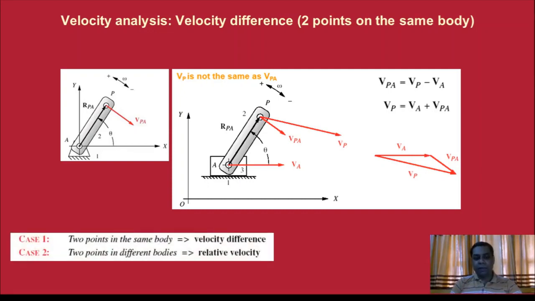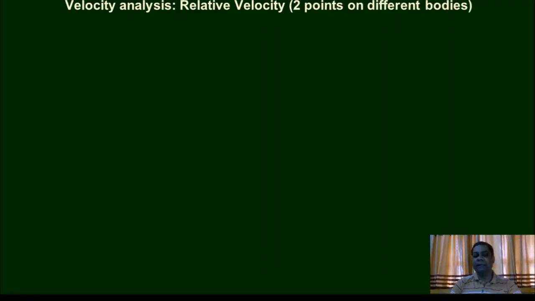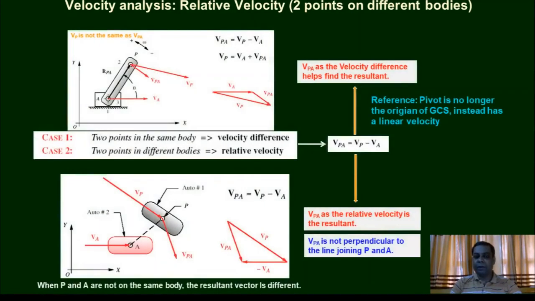Now case 1, two points in the same body, is called the velocity difference, and case 2, two points in different bodies, is called the relative velocity. Therefore Vpa is nothing but the difference between the velocity of P and the velocity of A, that is Vp minus Va. The next thing is velocity analysis, the relative velocity of two points in different bodies.